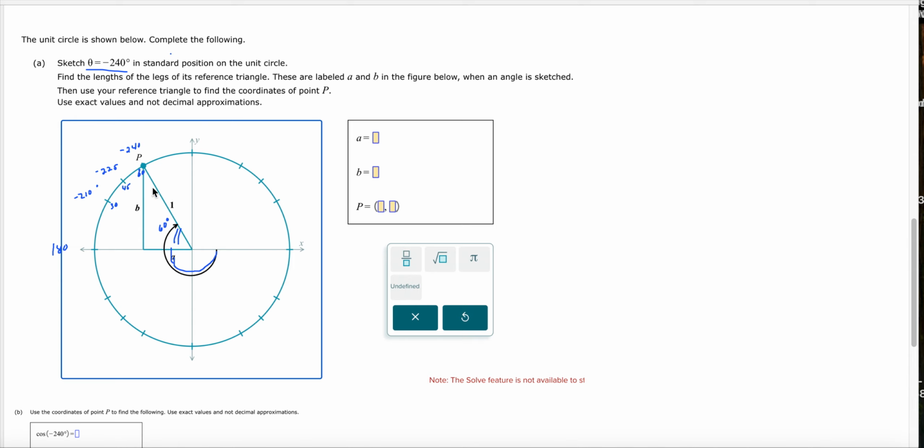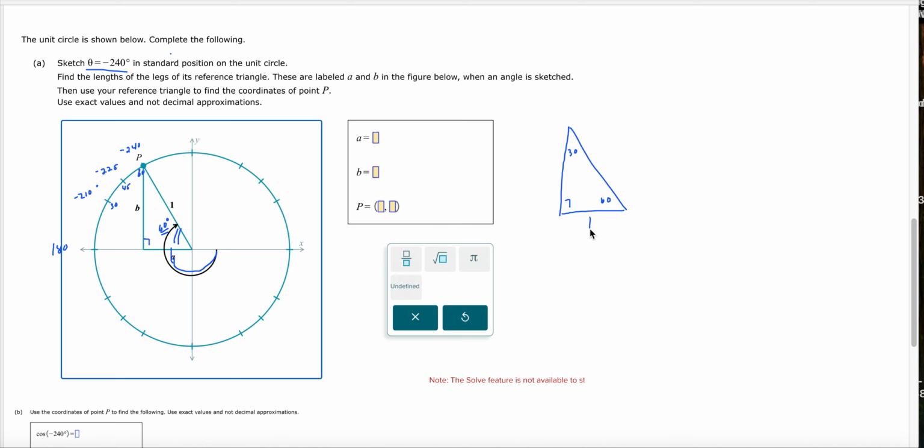So now when we're trying to figure out the sides, let's read the directions: find the lengths of the legs of its reference triangle. These are labeled A and B, so we see that A and B labeled there when the angle is sketched. Okay, so if this is a 30, 60, 90 triangle, and we're really referencing this 60 degrees right here. So remember, we keep this triangle in mind, our special triangle. So we'll draw it similarly. This is 60, this is 30, here's the right angle, right? So that's how it looks over here.